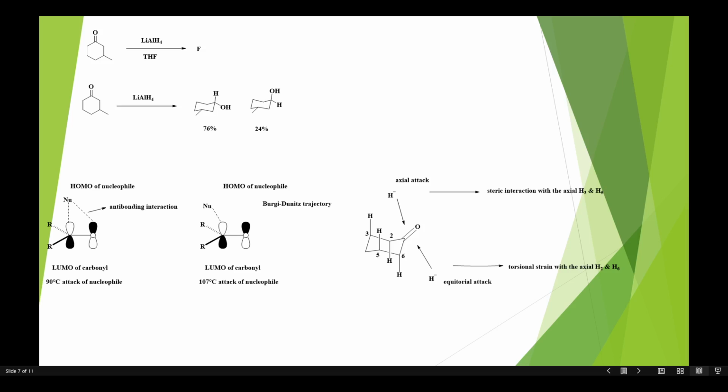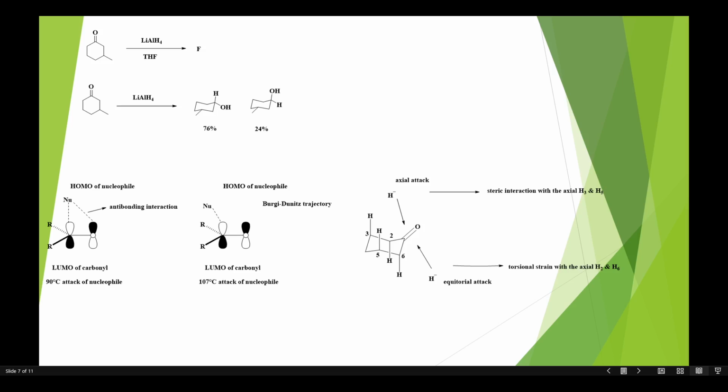That's why if you have a bulky nucleophile, in that particular case your attack will happen from the equatorial side. And when you have a less bulky one, particularly lithium aluminum hydride or sodium borohydride or lithium borohydride, in that particular case most of the major product will come from the axial attack, and you will get what we call the thermodynamically most stable product, the equatorial alcohol.